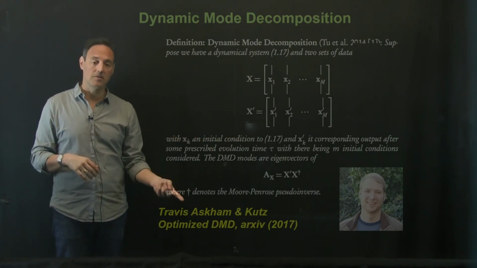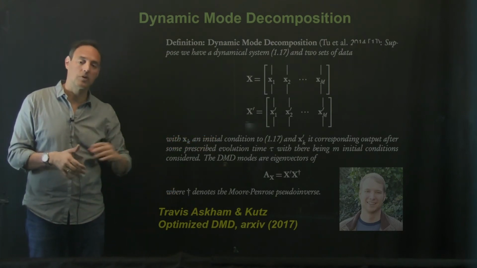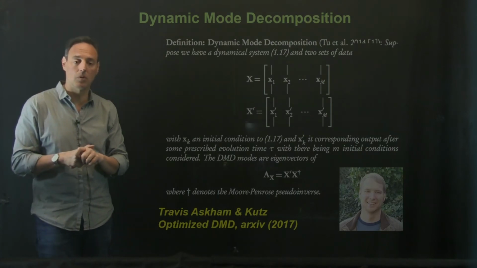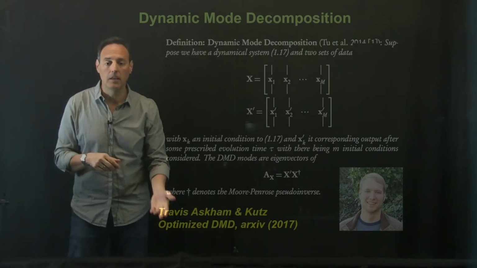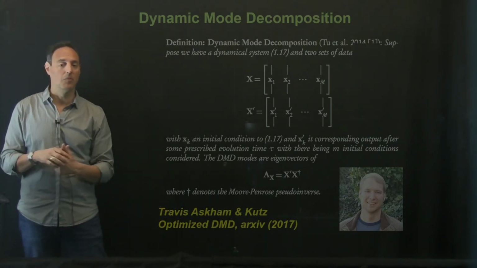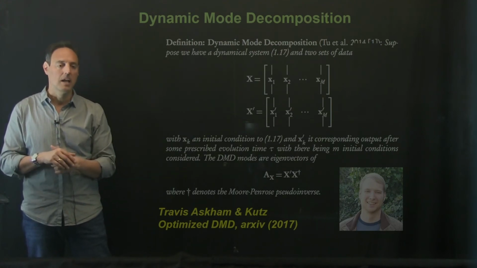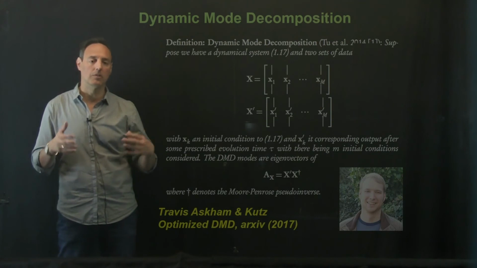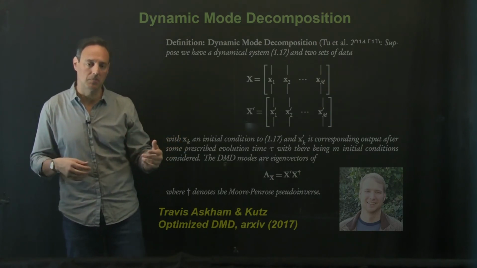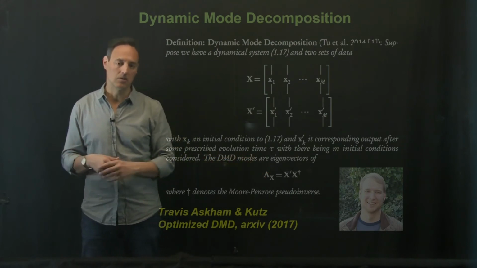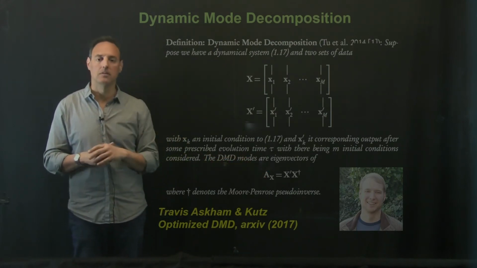There's another version of this algorithm that I'd like to highlight, the work of Travis Askham, he is a postdoc here at the University of Washington. He basically developed what we're calling optimized DMD. It's an archive paper that's out right now, and this gives you an optimal way to actually create the DMD approximation, which is much more robust to noise than just the standard algorithm, the exact DMD here.